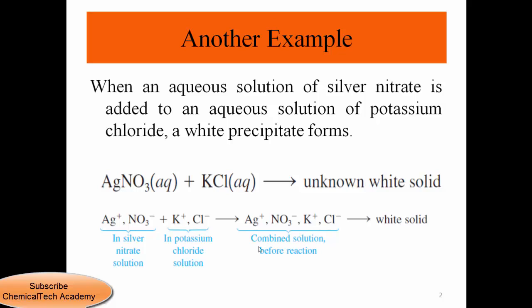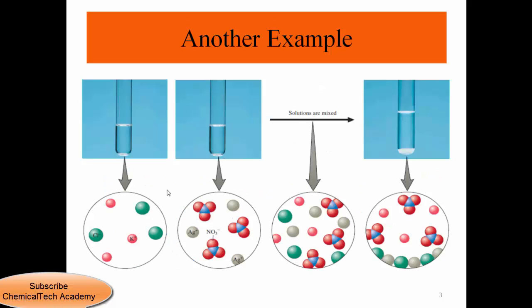And these are the combined solution before reaction. So we have these four ions, two cations and two anions. And here is the picture. As you see here, the reactants are completely clear. We have complete aqueous solutions. We have potassium and chloride, and here we have silver and nitrate. And while we're mixing, we're going to form a precipitate here. We need to know what this precipitate is.